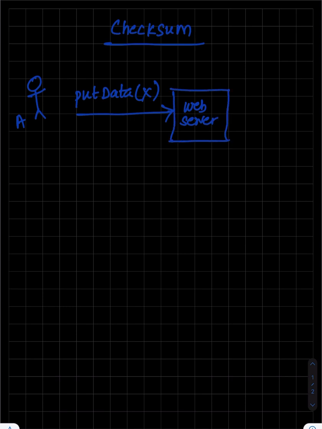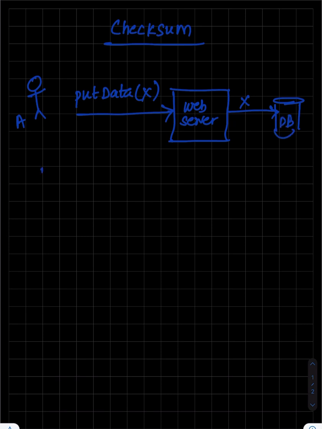We have a user A who wants to write data into an application. Let's say that the data, we call that data X. So here is the request, and that request goes to the application. Let's say that the application has a web server which receives all these web requests, and that data basically gets written into the database over here, right?